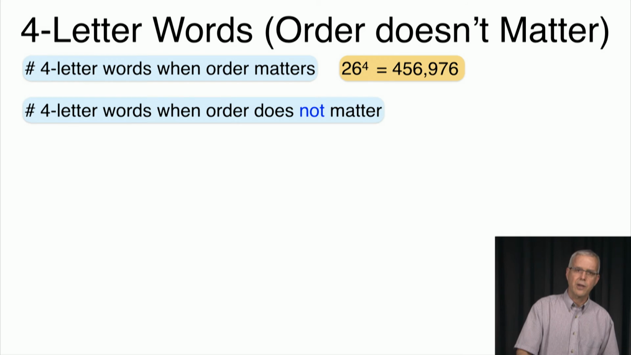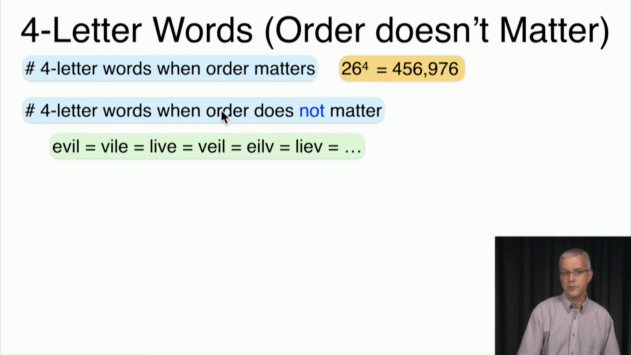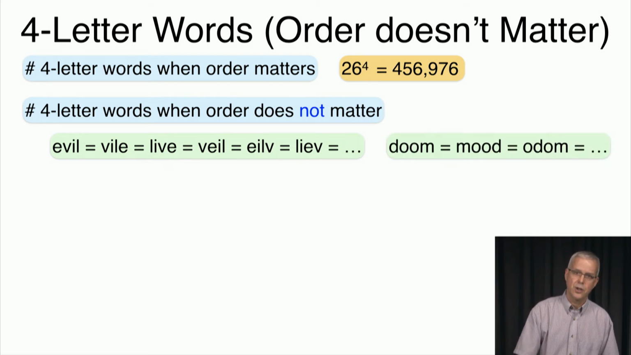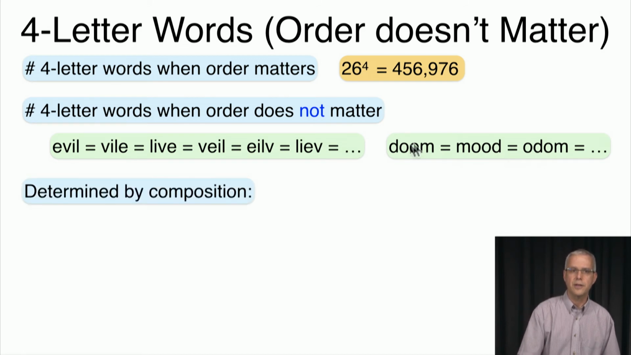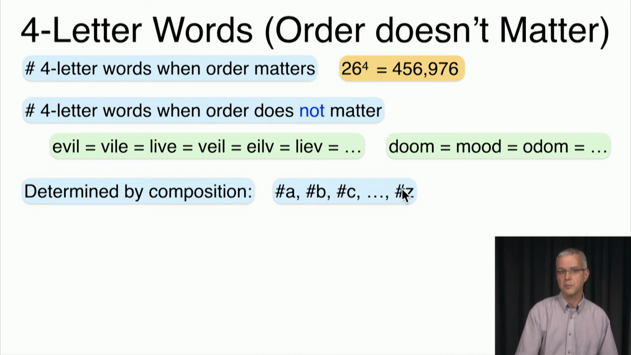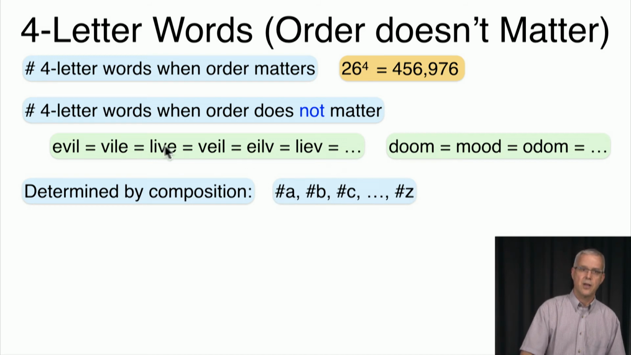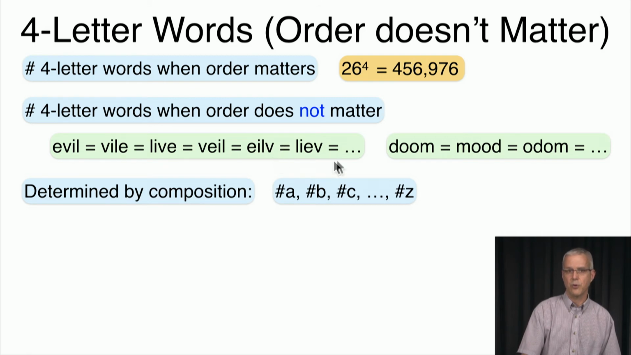Now, if we want the number of four-letter words when the order does not matter, then for example, we want things like evil to be the same as vile, to be the same as live, and so on, and words can also have repetition, so doom will be the same as mood, and so on. So the number of words is just determined by the composition. If I tell you the number of A's, the number of B's, the number of C's, up to the number of Z's, that will determine this collection. Once I tell you the number of times each letter appears, then all words are going to be the same, because order doesn't matter.